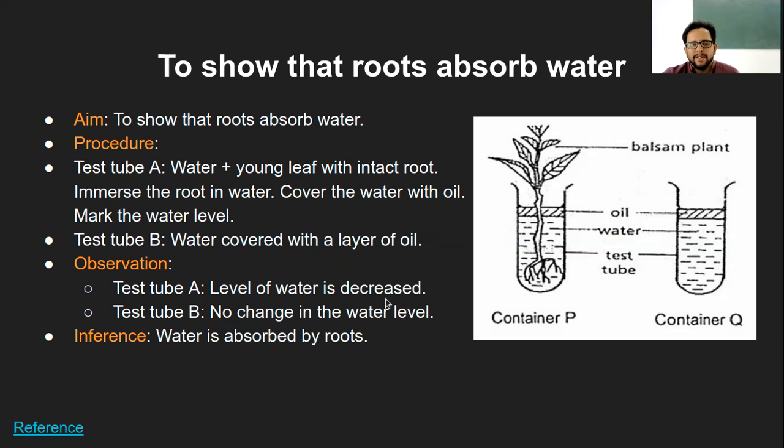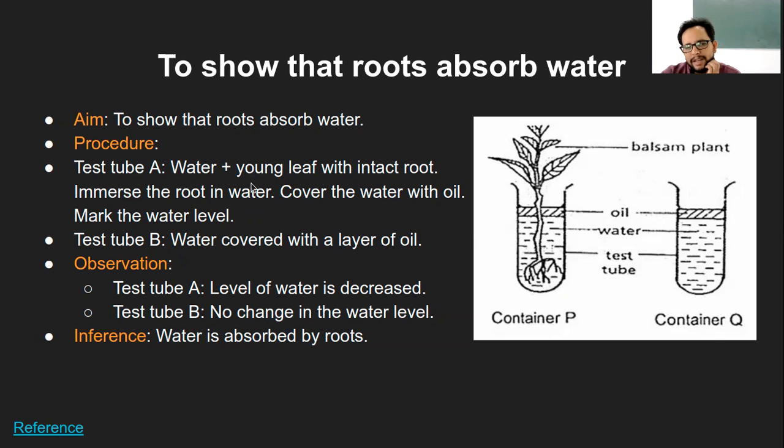So the aim is to show that roots will absorb the water. And you can also do these experiments at your home. These are very simplistic setups. You don't really need anything else. Then the procedure: you take two test tubes, A and B. Here it is labeled as container P and Q, but you can ignore it. You can say A and B.